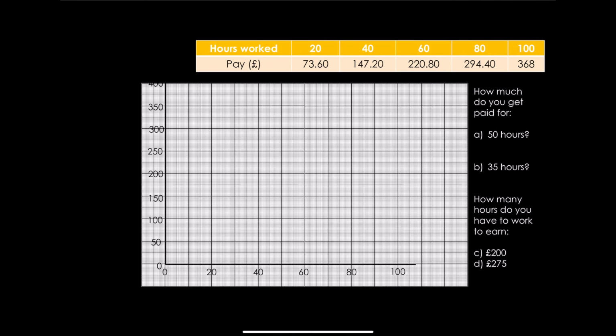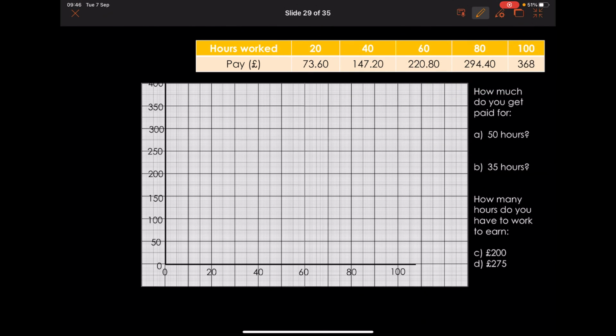Now that pay goes up to 400. I know this looks a little bit tricky, but you are going to have to estimate a little bit here because obviously we've got some decimals. What we're looking for is to try and get a nice straight line. So for 20 hours we have £73.60. Okay, and I've just put a little blue dot there, but I'll draw it in orange so you can see. 40 hours, £147.20. 60 hours is £220.80. For 80 hours it's £294.40, and for 100 hours it's £368.